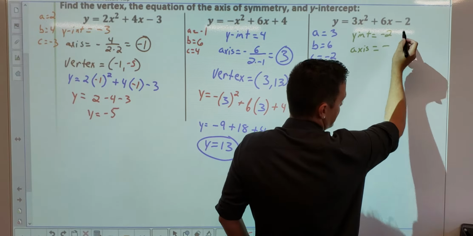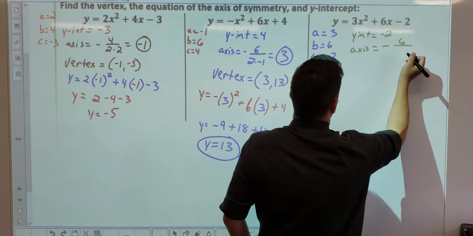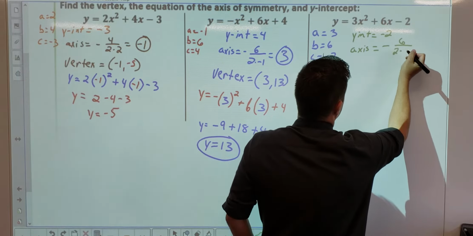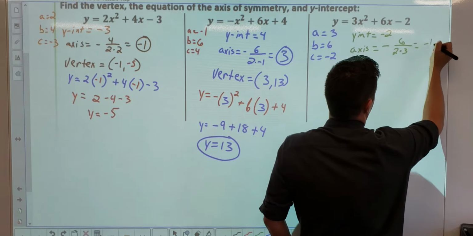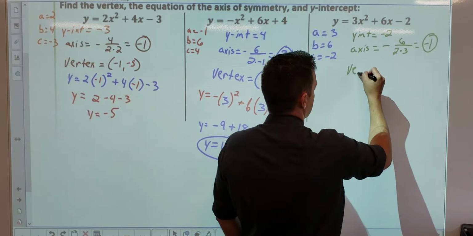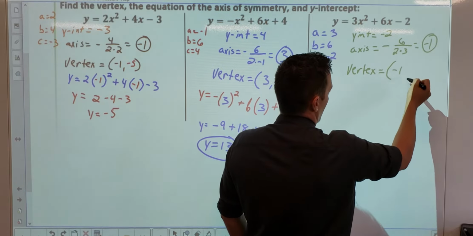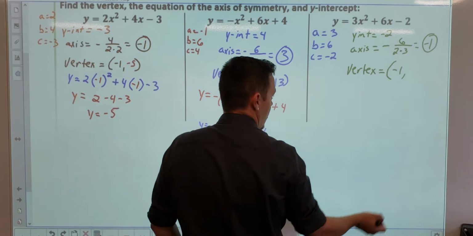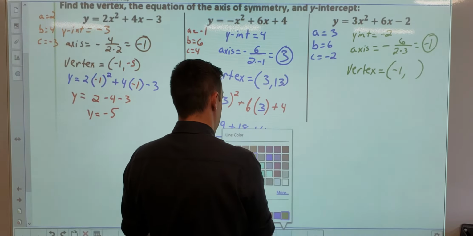And then remember, it's the b value on top, which is a 6, again, divided by 2 times your a, which is 3. So it actually comes out to be -1 again, right? So there's our -1. So we know our vertex, once again, the x is going to be -1. We just don't know what the y is. We got to find that out by plugging it back in, right?